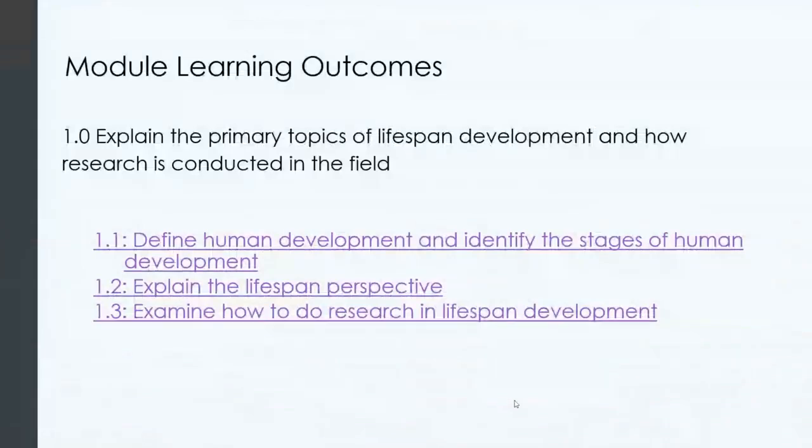All right, so these are the big ideas from the chapter. Now, this review won't cover everything that you have to read in the chapter, but it will cover the main big ideas. First of all, defining human development, identifying the stages of human development, explaining the domains that are going to be discussed, and then also the lifespan perspective. And finally, the last section of this chapter is how to do research in lifespan development. You're going to see a lot of key terms that you want to know when covering this chapter.